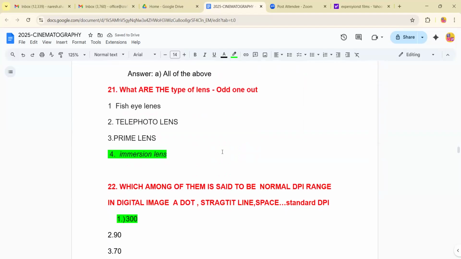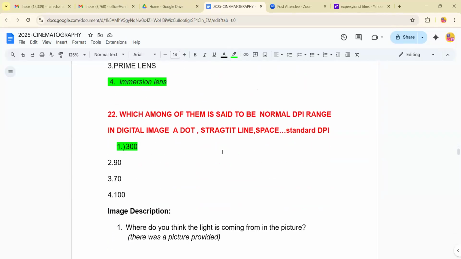What are the types of lenses? Odd one out: fisheye, telephoto, prime lenses. They all are cinema lenses. And immersion lens is not a cinema lens, so it is meant for technical and scientific use.